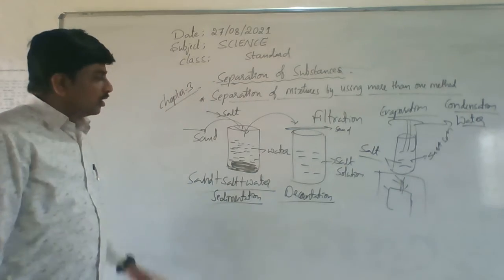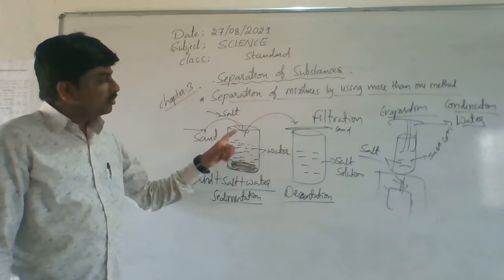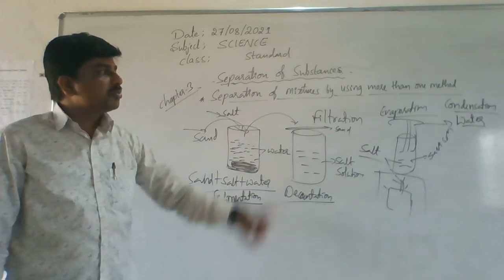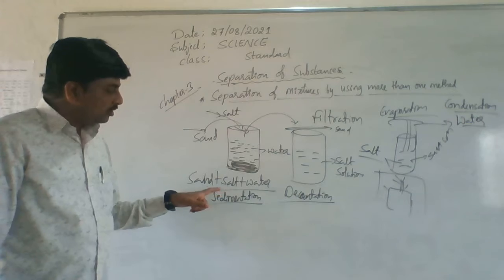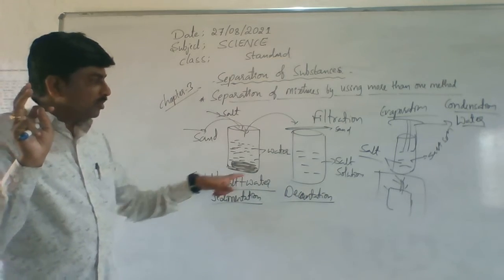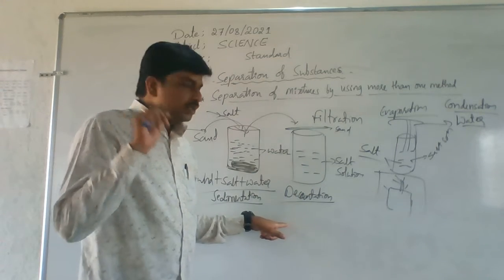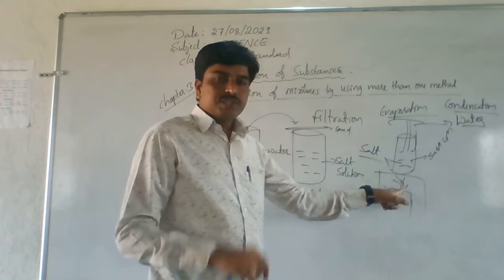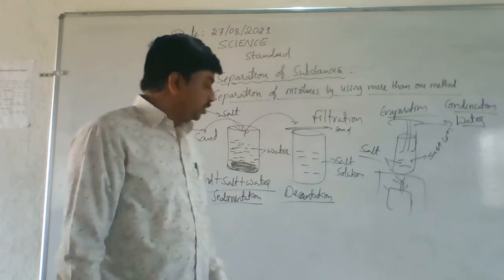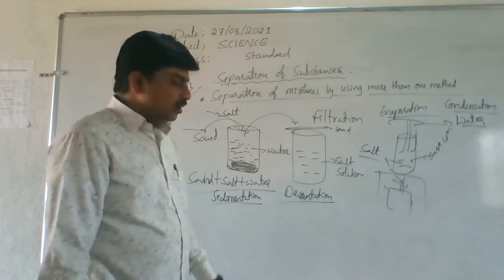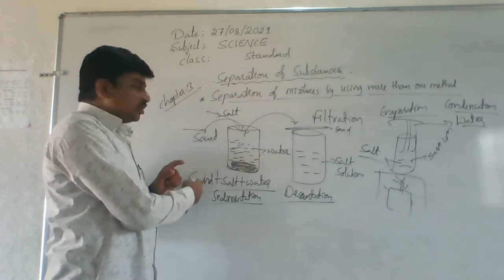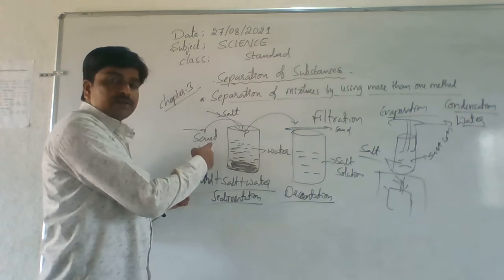Say, students, what is it we are doing here? Separation of mixtures by using more than one method. How many methods are we using here? Sedimentation method, filtration and decantation, that is 3, and here evaporation and finally condensation: 1, 2, 3, 4, 5. Here, to separate the mixture of salt, sand and water.